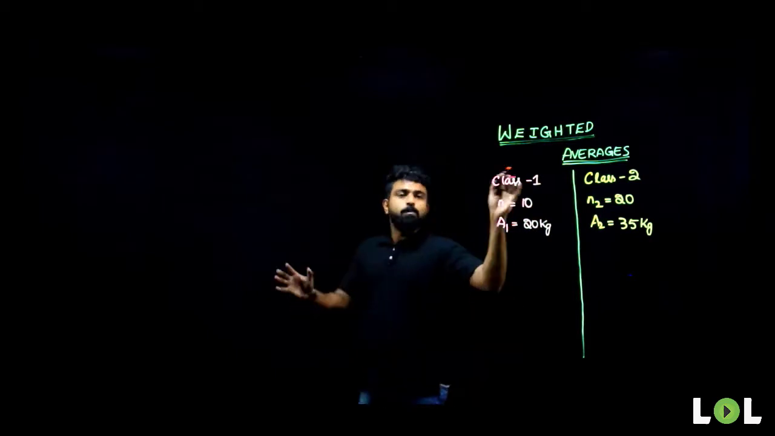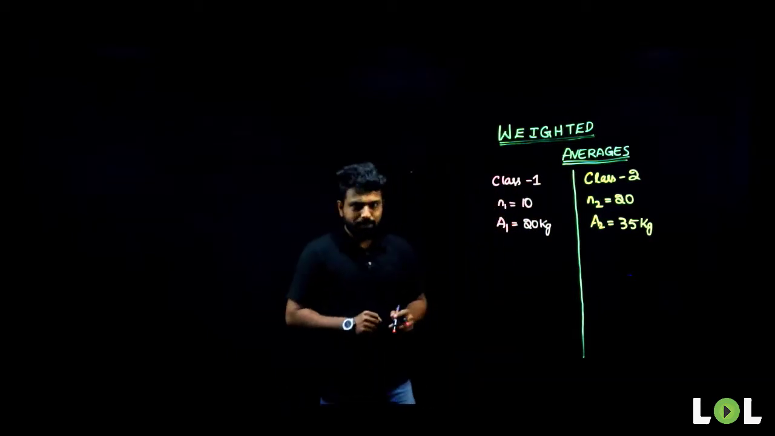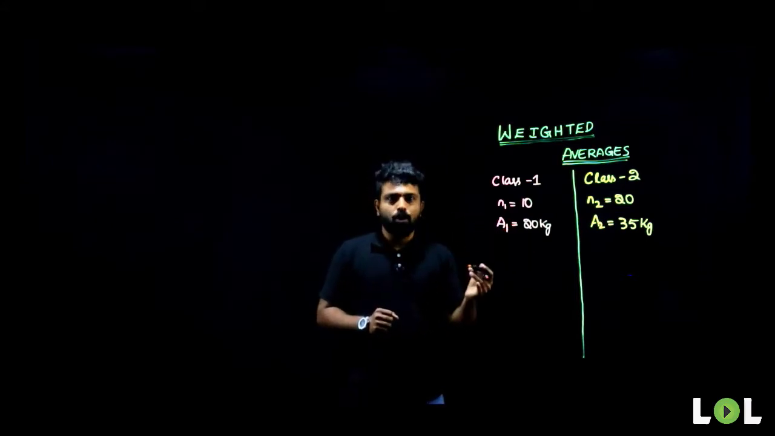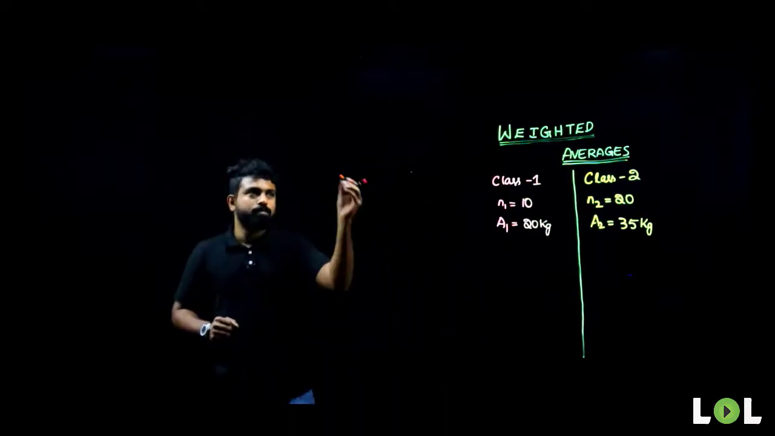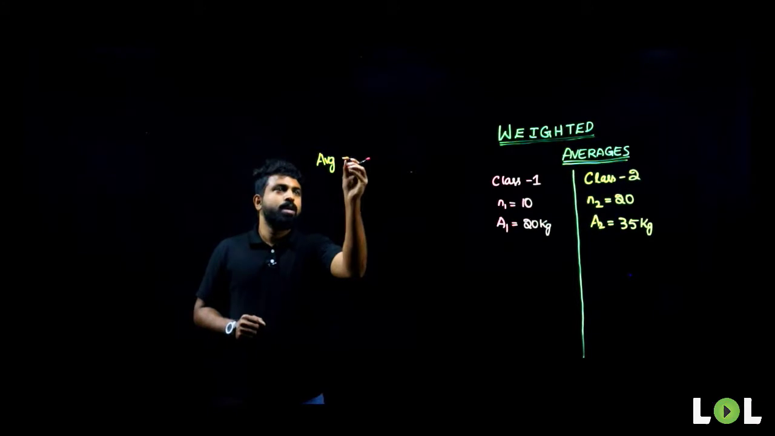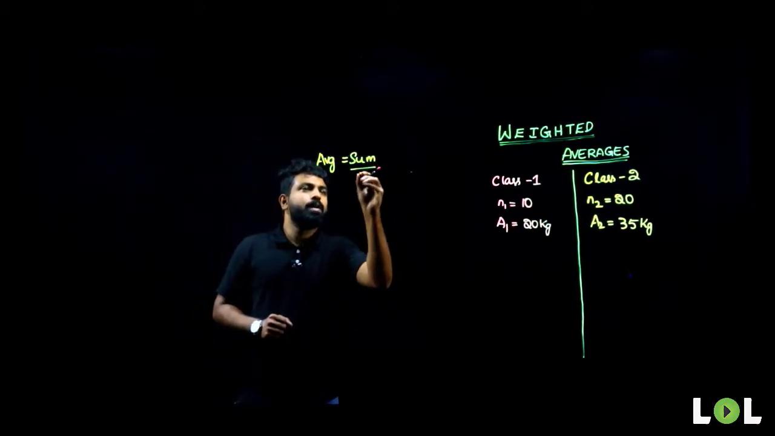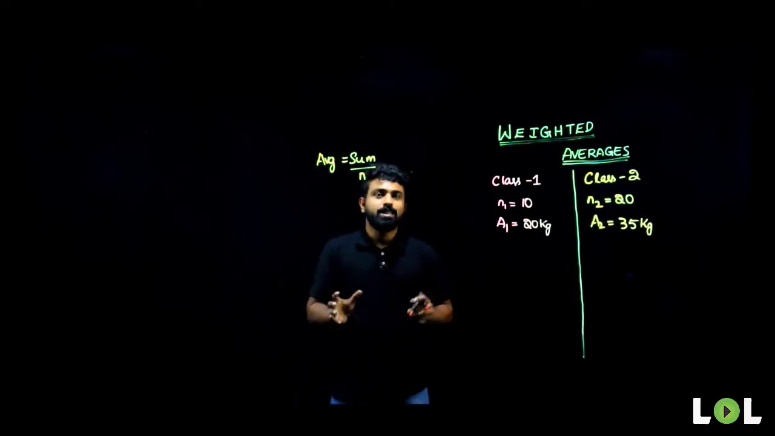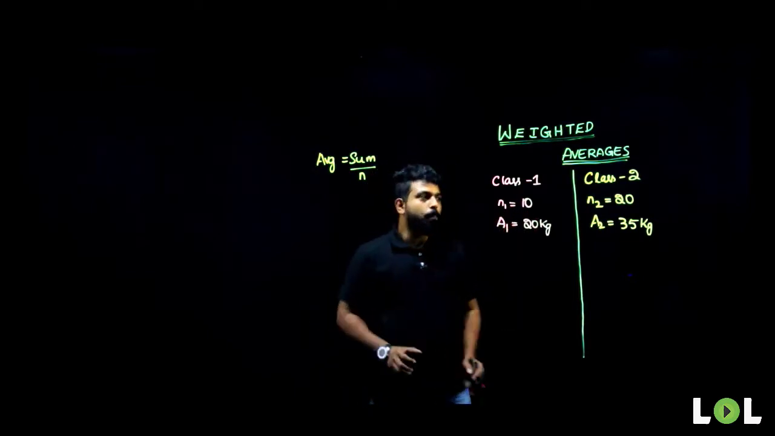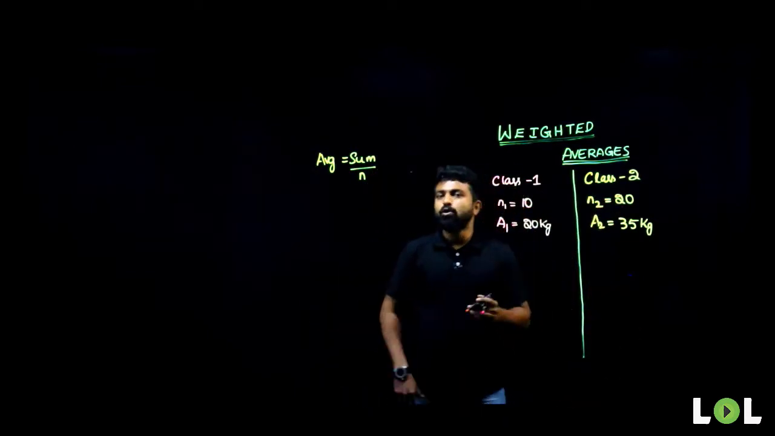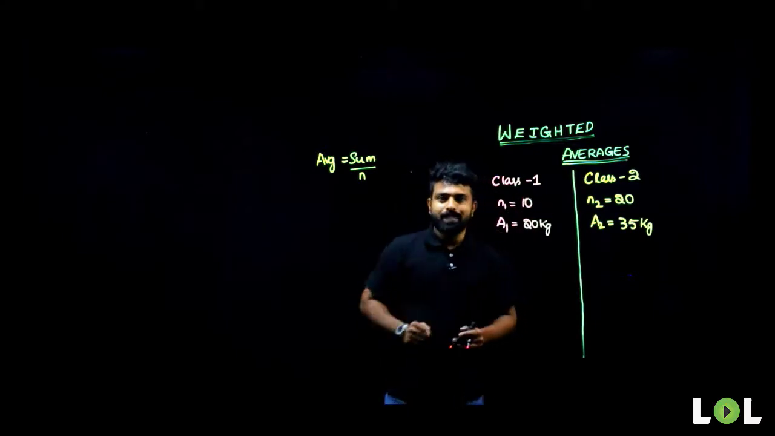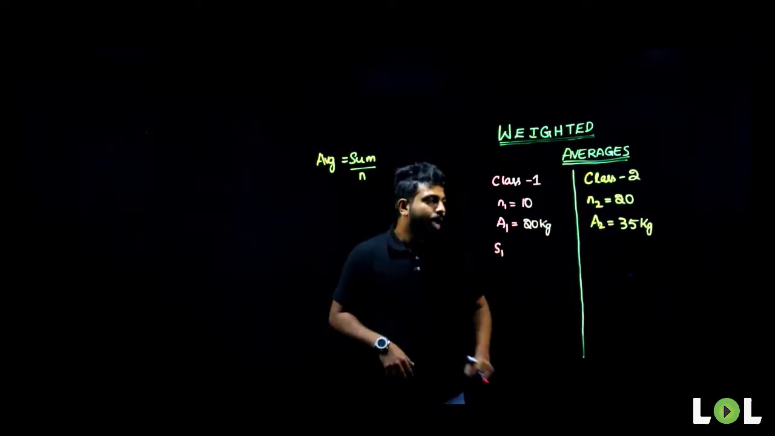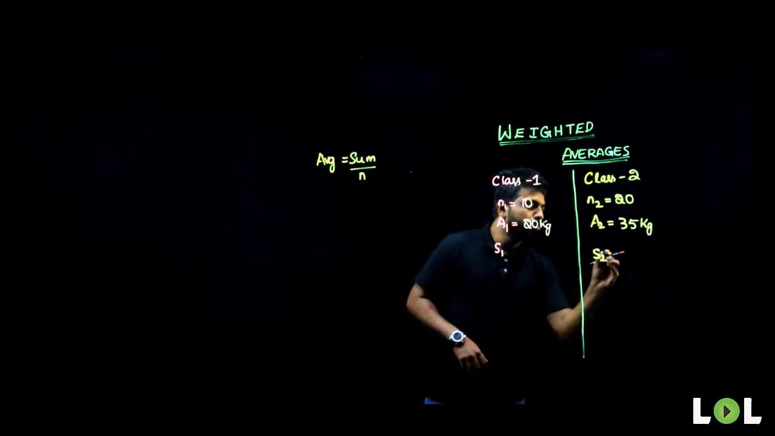Now I want to combine both the classes and form another class, that is class 3. If I ask you what is the average weight of class 3, how do we find that out? We know that average will be equal to sum of all observations divided by number of observations. Now what is the sum of observations here? It is nothing but sum of the weight of class 1 plus sum of the weight of class 2. So what do we need to do? We need to first calculate the sum of both the classes. Let me take the sum of my class 1 as S1 and the sum of my class 2 as S2.